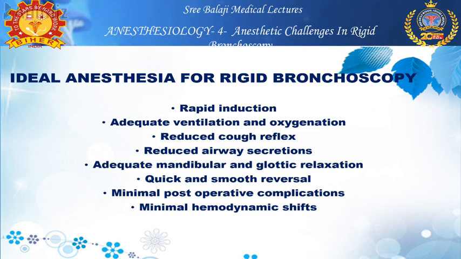And fourth one, we have to have reduced airway secretions. In the presence of excessive airway secretions, it might not be possible to conduct this procedure. So we have to give a good anti-sialagogue agent prior to the bronchoscopy. Fifth one, just as I mentioned in the previous slide, mouth opening needs to be adequate. In addition to that, we need to have a good mandibular and glottic relaxation for introducing the rigid bronchoscope.